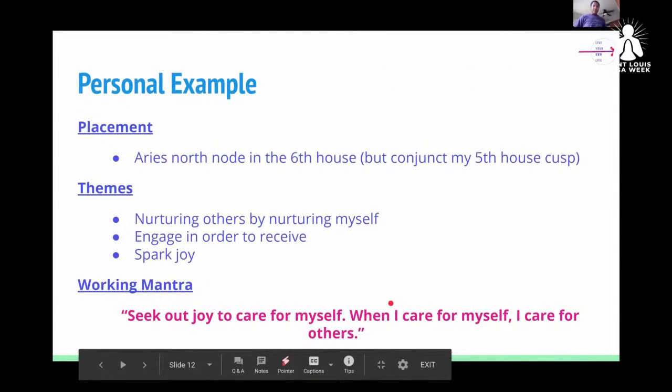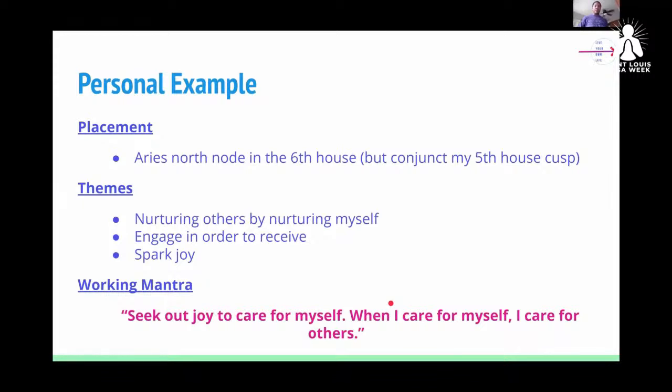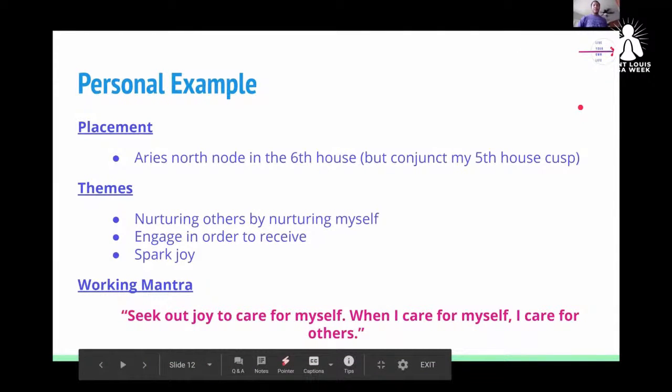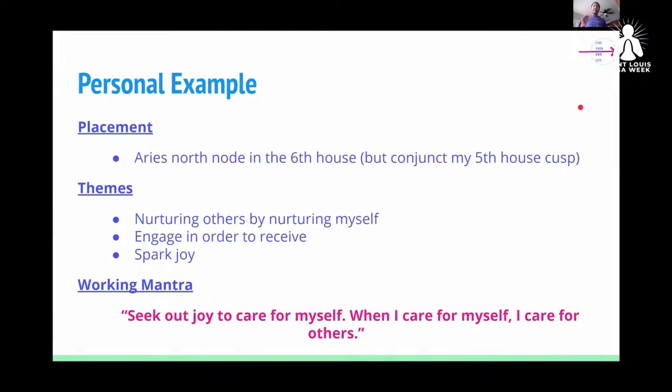So here's a personal example, and this is from my chart. For me, my North Node is in Aries. It's in the 6th house, but it's actually conjunct my 5th house cusp. And if that's something that you're interested in more, feel free to reach out to me. We can talk or do a chart reading or something like that. But I've got Aries, the 6th house energy, and this 5th house energy.